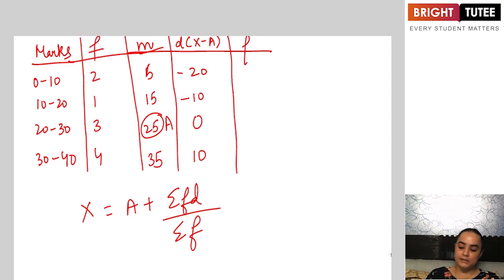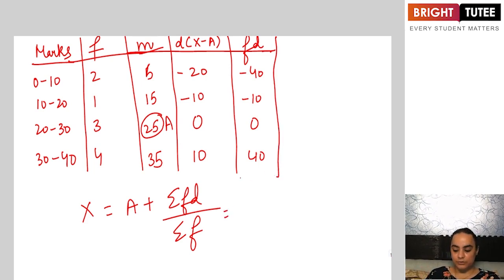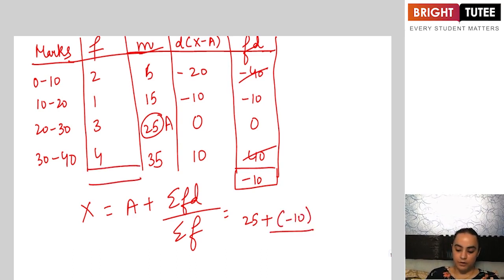What do I need next? I need f into d. So let's multiply. 2 into minus 20 is minus 40. 1 into minus 10 is minus 10. 0 and 40. Right? What did I need now? Let me start putting the values. I needed A, which is 25. I need the sum of fd. So 40, 40 cancel. I am left with minus 10. So minus 10 upon the sum of my frequencies. So 4, 5, 6, 7, 8, 9 and 10.